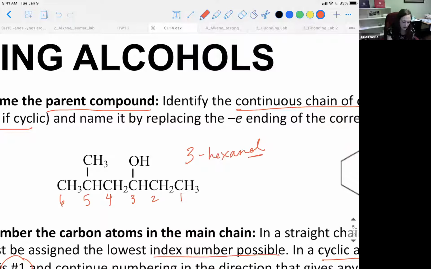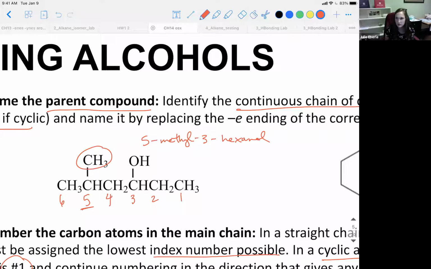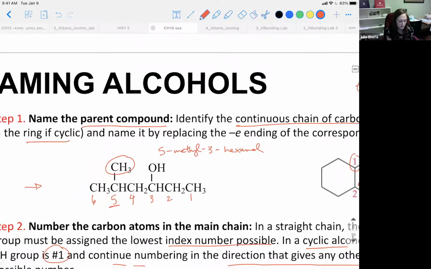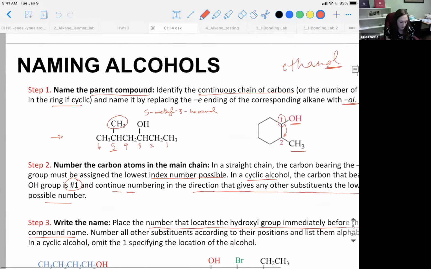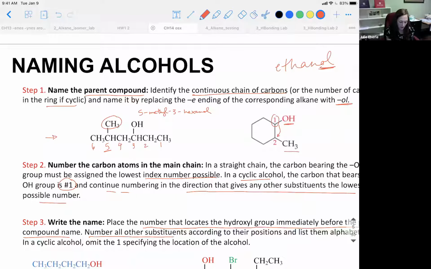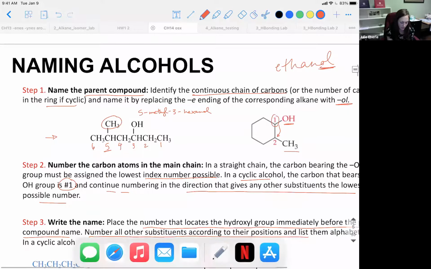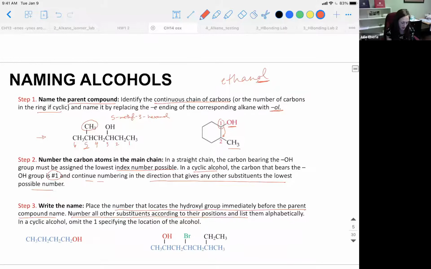We're still not done because we have another substituent, but we know how to do that part. So we have 3-hexanol, but I have this methyl substituent and it's on carbon number 5. So I know how to do that part. It's 5-methyl-3-hexanol. So that is how you name a straight chain alcohol. Number all other substituents according to their positions and list them alphabetically. You know how to do that; we've been doing that. In a cyclic alcohol, there's one other teeny rule: omit the 1 specifying the location of the alcohol.